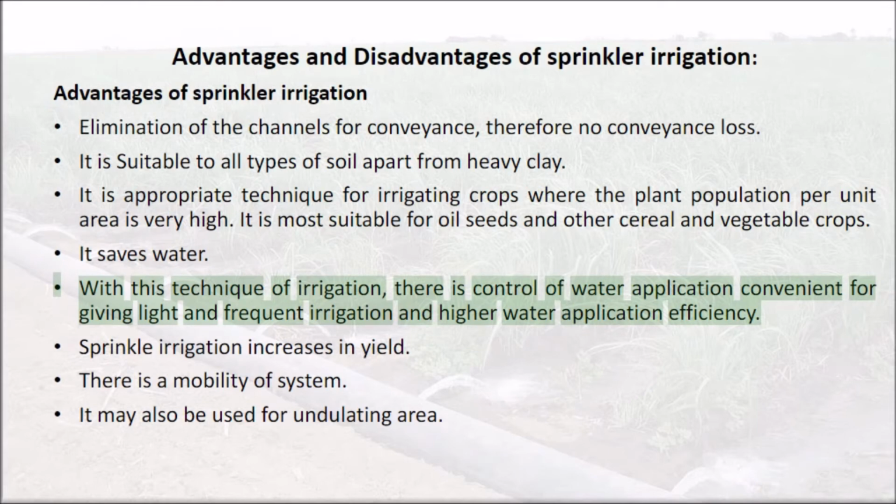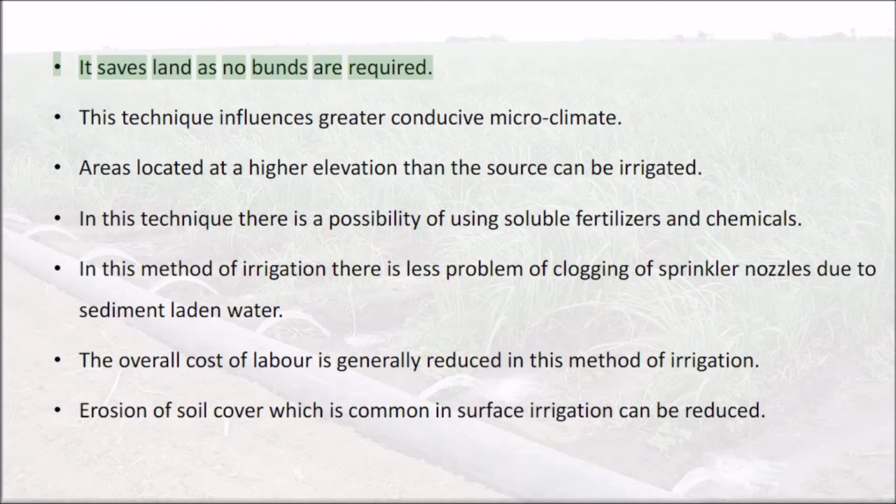With this technique of irrigation, there is control of water application, convenient for giving light and frequent irrigation, and higher water application efficiency. Sprinkler irrigation increases yield. There is mobility of the system. It may also be used for undulating areas. It saves land as no bunds are required. This technique influences a more conducive microclimate.